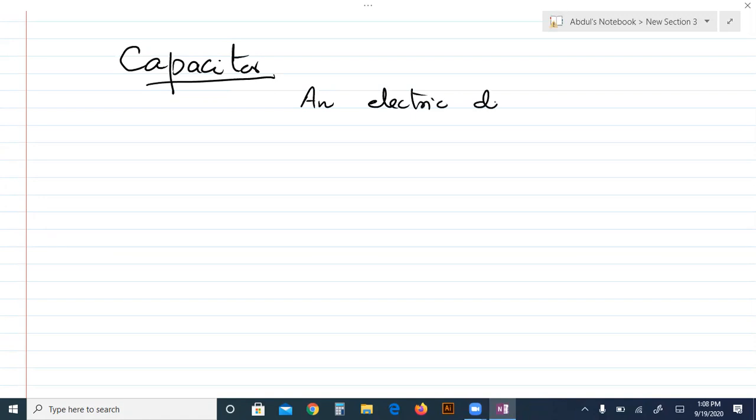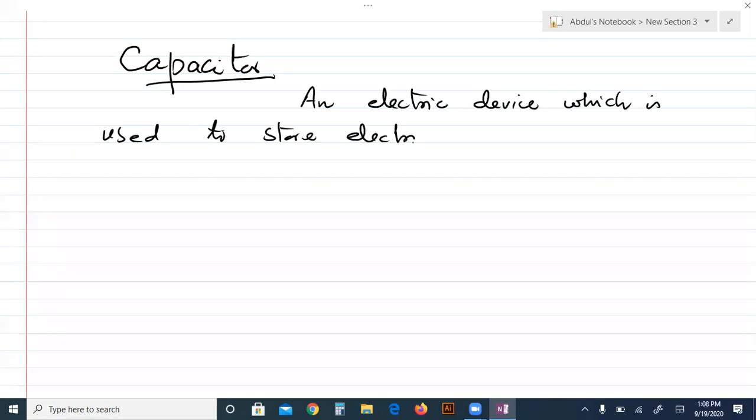So the next chapter is capacitor. Definition of the capacitor: an electric device which is used to store electric energy.